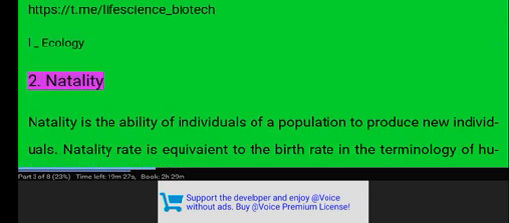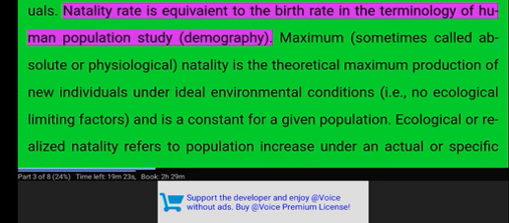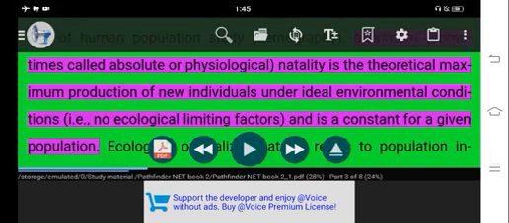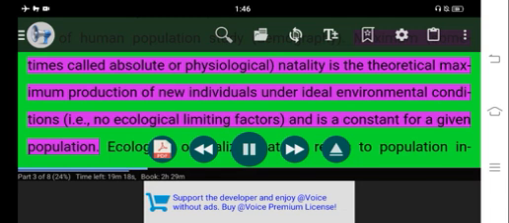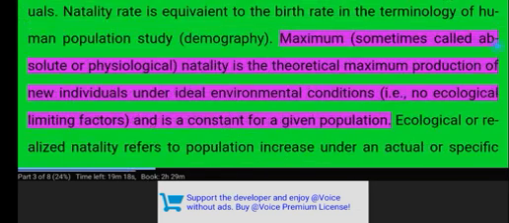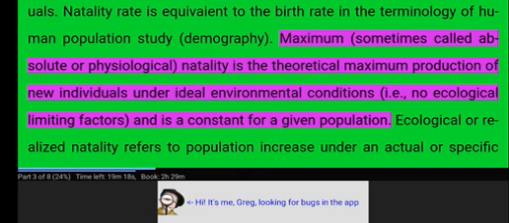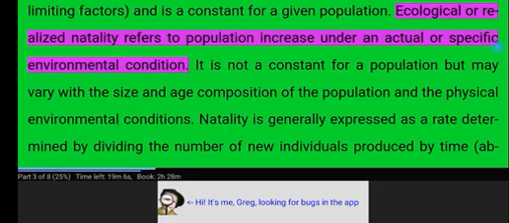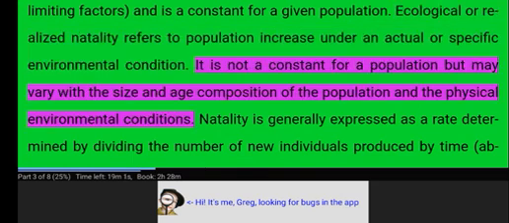2. Natality. Natality is the ability of individuals of a population to produce new individuals. Natality rate is equivalent to the birth rate in the terminology of human population study, demography. Maximum, sometimes called absolute or physiological, natality is the theoretical maximum production of new individuals under ideal environmental conditions, i.e., no ecological limiting factors, and is a constant for a given population. Ecological or realized natality refers to population increase under an actual or specific environmental condition. It is not a constant for a population but may vary with the size and age composition of the population and the physical environmental conditions.